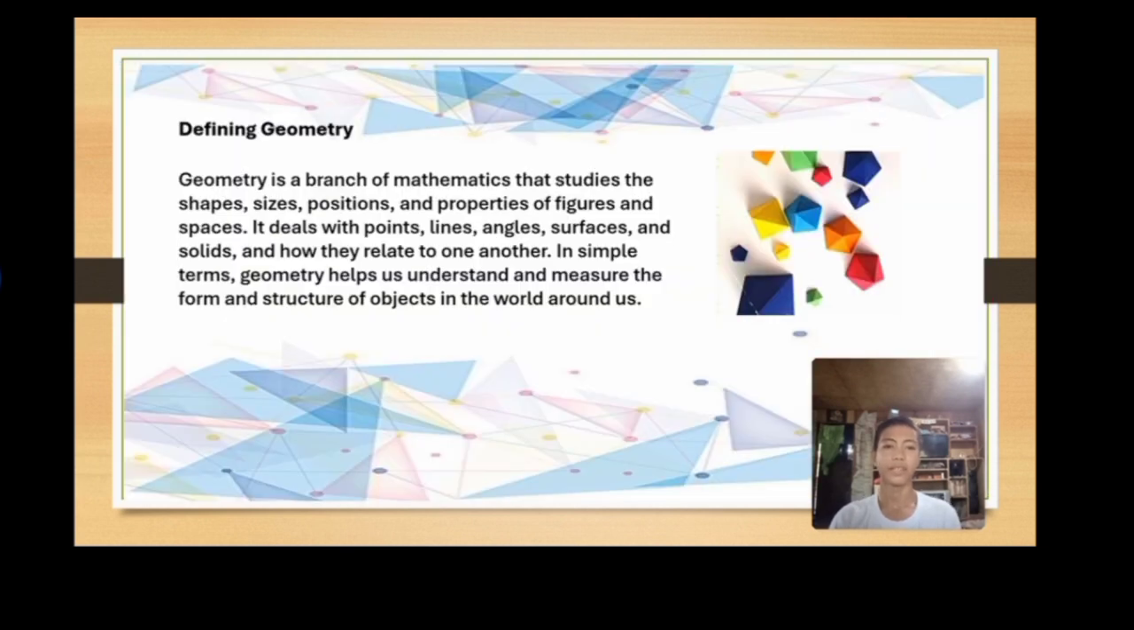Defining geometry. Geometry is a branch of mathematics that studies the shape, size, position, and properties of figures and space. It deals with points, lines, angles, surfaces, and solids, and how they relate to one another. In simple terms, geometry helps us understand and measure the form and structure of objects in the world around us.